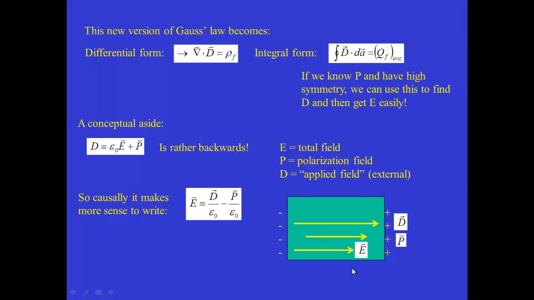So that's just something that helps me to understand this equation better. The definition of D is straightforward, and that may be the easiest thing for you to remember, but just remember that conceptually D comes first, P results after that, and E is the net result of the two.